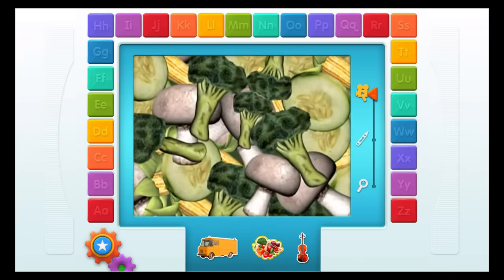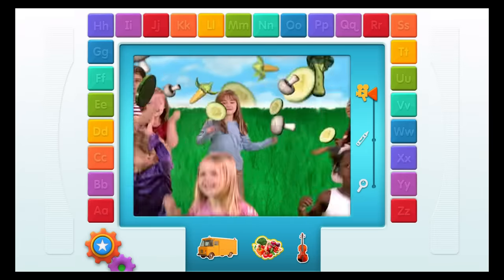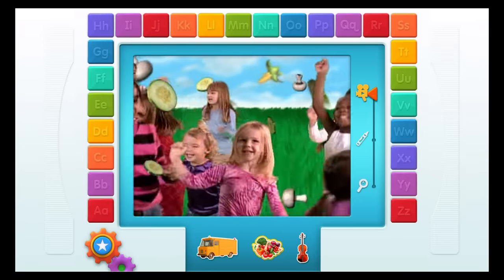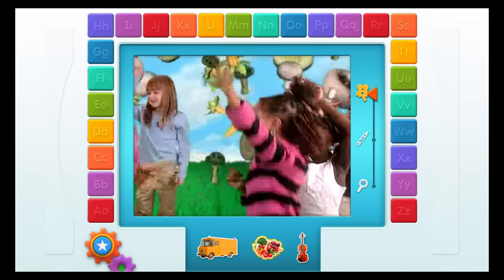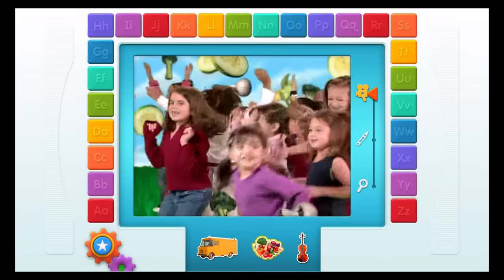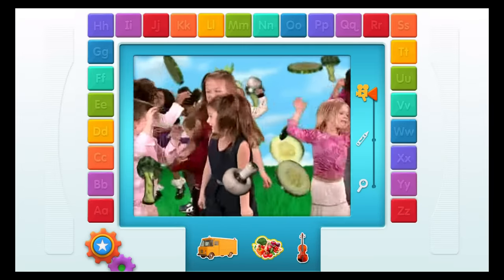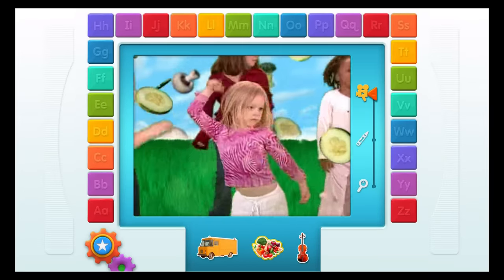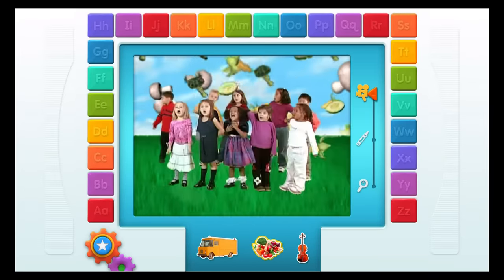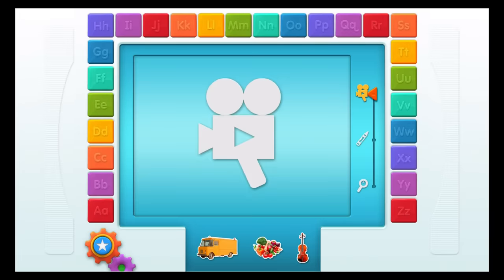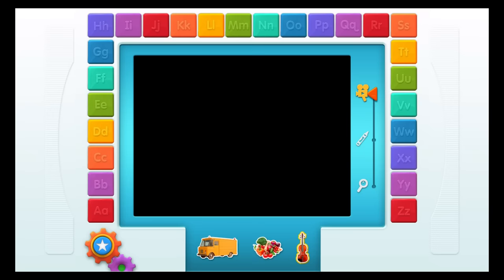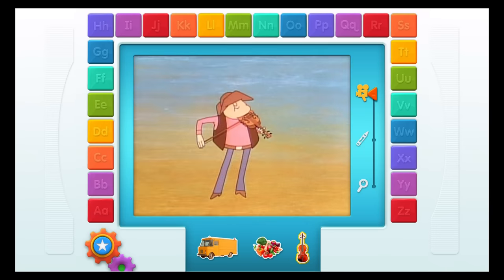V. Vegetable. Do the veggie dance. Yummy. Everybody jump and dance. Move your feet and shake your hands. Freeze. Do the veggie dance. Yummy. Everybody jump and dance. Move your feet and shake your hands. I love veggies. V. Vegetables. Touch another thing that starts with your letter. V. Violin.